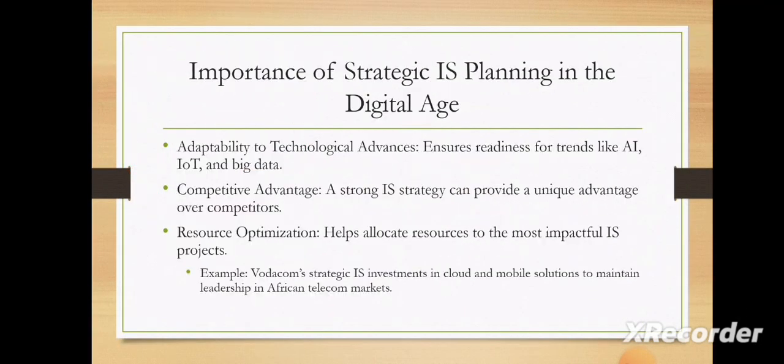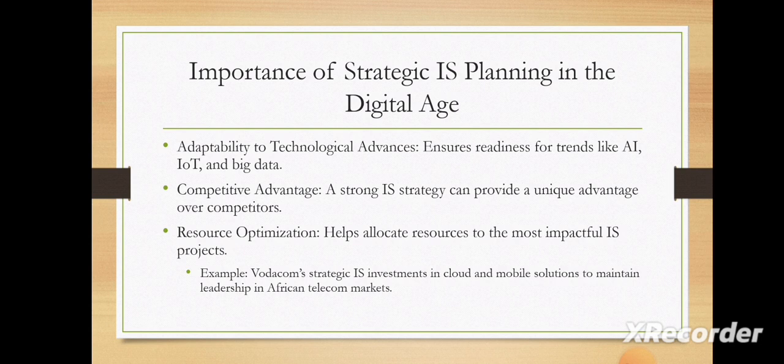Now, why is strategic information system planning crucial in today's world? First of all, it's about adaptability. Strategic information system planning ensures adaptability to technological advances, for example technologies like artificial intelligence, Internet of Things, and big data. If you don't have a solid strategy, then it is not possible for you to stay ahead of these trends. So you need to strategize, you need to see for which goal what technology will be used.